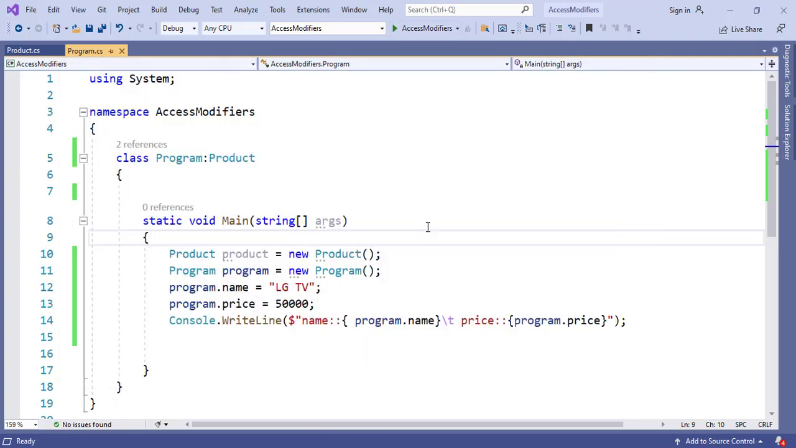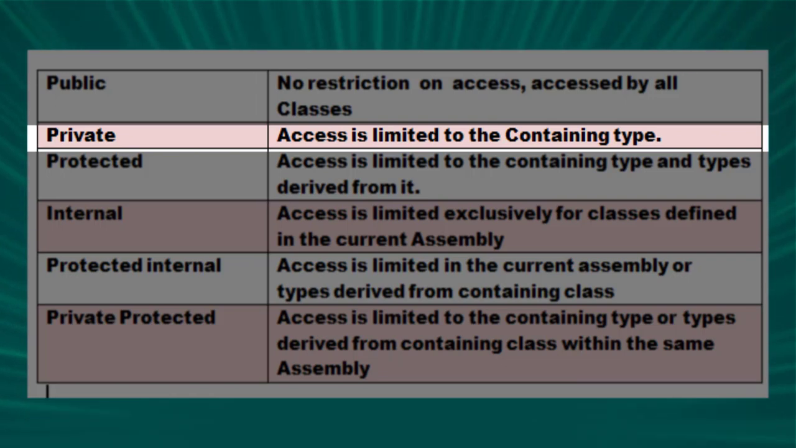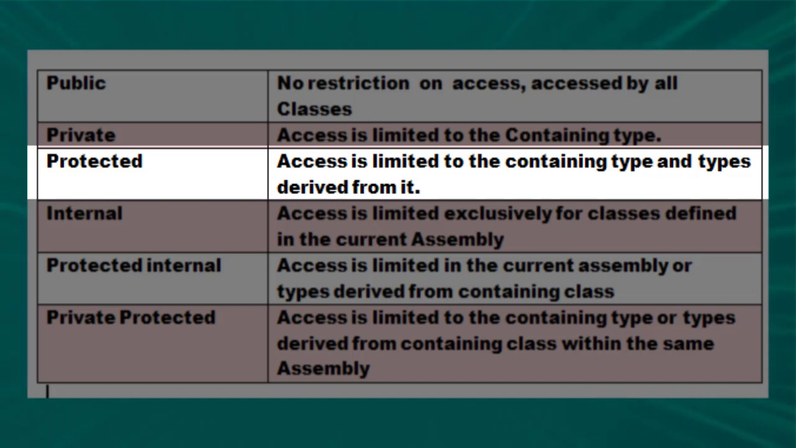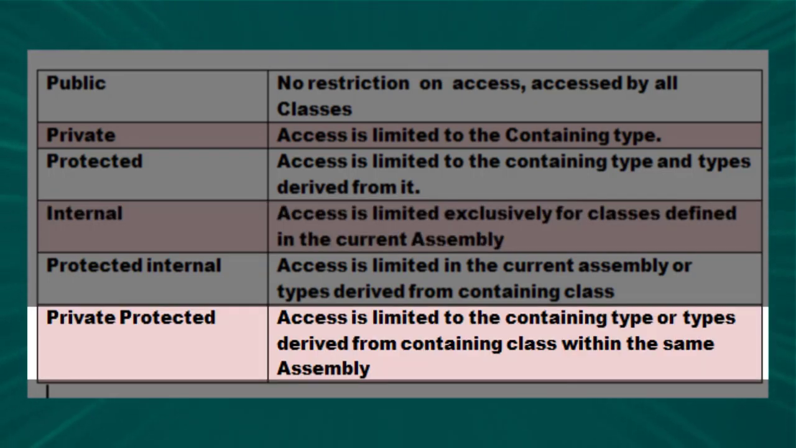I hope all of you are clear with these access modifiers. So let us recap once again. Public access modifiers have no restrictions. You can access them anywhere within the project. And for the private access modifier, accessibility is limited only to the containing type. And for the protected access modifier, access is limited to the containing class and to the derived class. For internal access modifiers, access is limited within the current assembly. And for protected internal access modifiers, access is limited within the current assembly and in the derived class. For the private protected access modifier, access is limited to the containing type and also the derived classes.